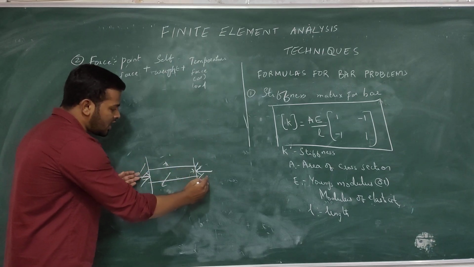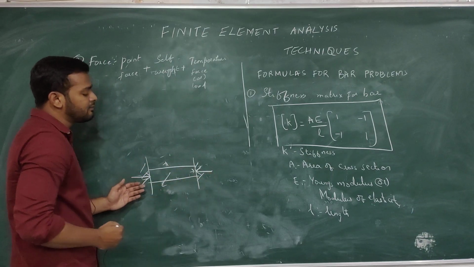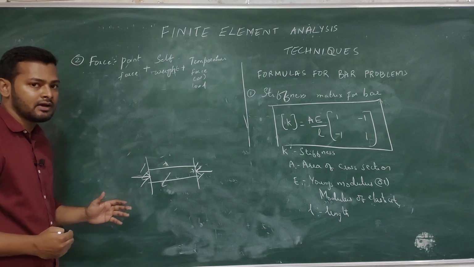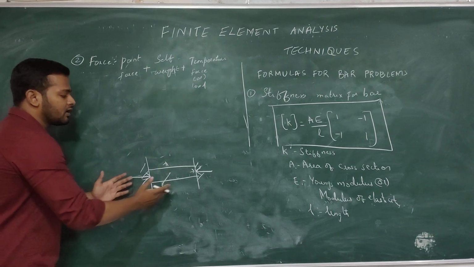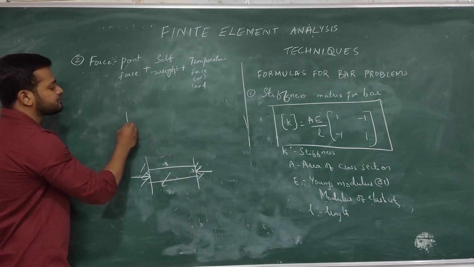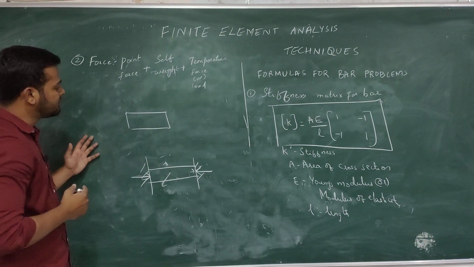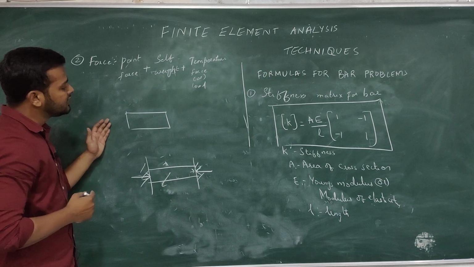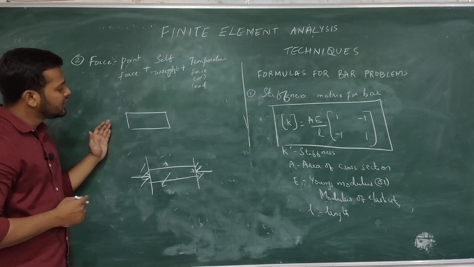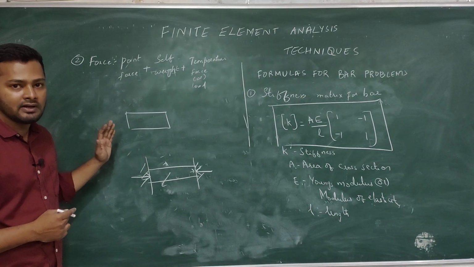So these supports are not allowing this member to expand, so the stresses will develop. If there would be no supports, what will happen? Every member has a support on this earth, but if there are no supports, then this is a case of free expansion. In case of free expansion, no stresses will be developed.